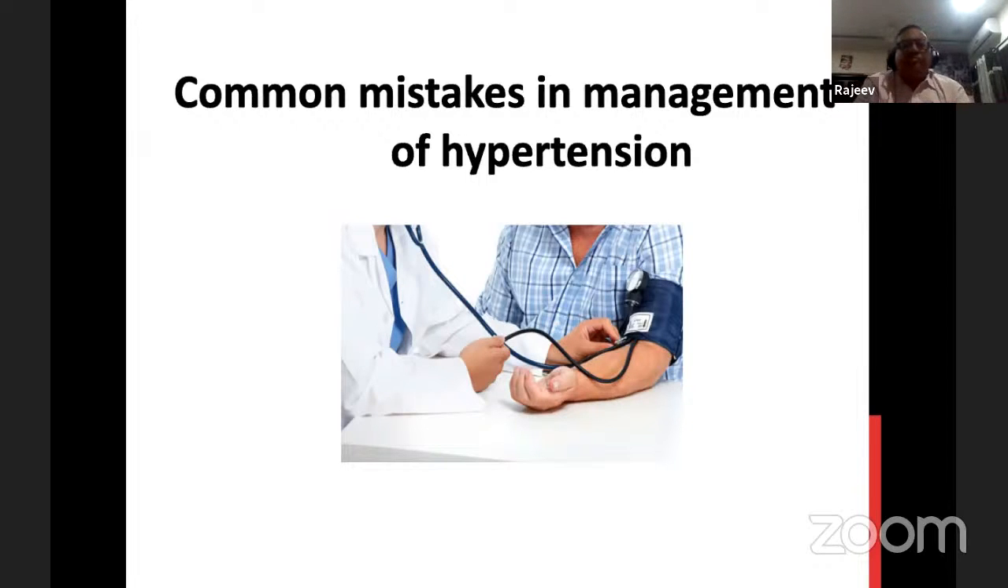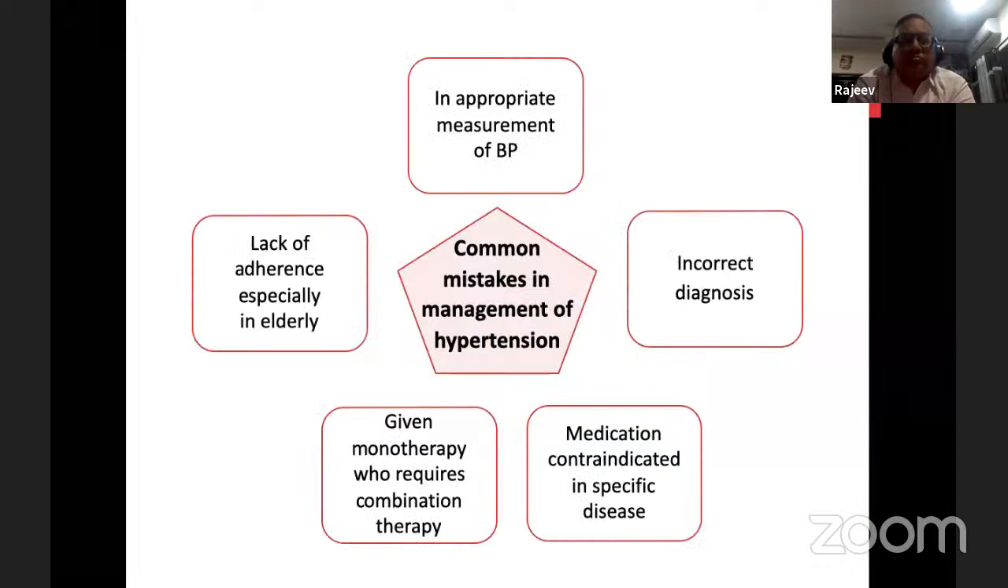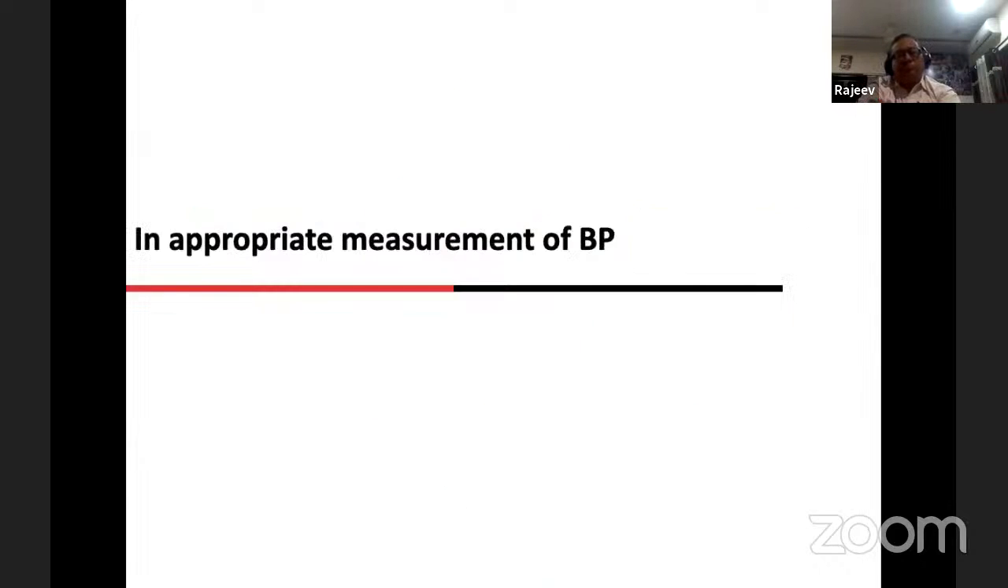So, common mistakes in the management of hypertension. The important errors usually committed are: one, inappropriate measurement of BP; two, incorrect diagnosis; three, medication contraindicated in specific disease; monotherapy given to those who require a combination of therapy; and lack of adherence, especially in the elderly. So these are the common errors which happen.